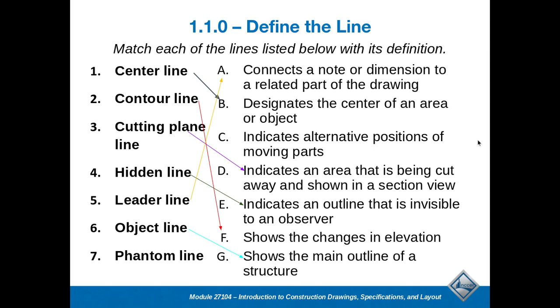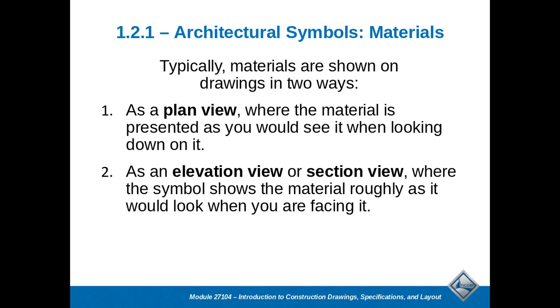Leader line, I just said that one, sorry. Object line is G, shows the main outline of a structure. And last but not least, we have the phantom line, which indicates alternative positions of moving parts. So I hope you did well on those. You will see those again on a trade terms quiz.